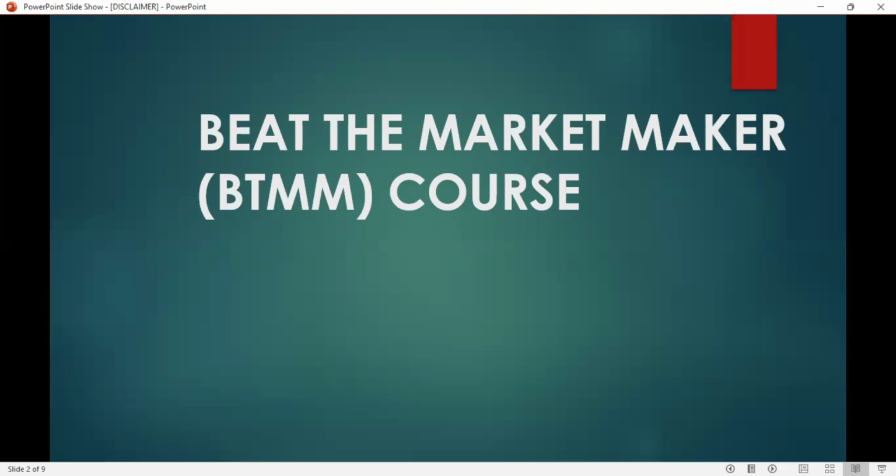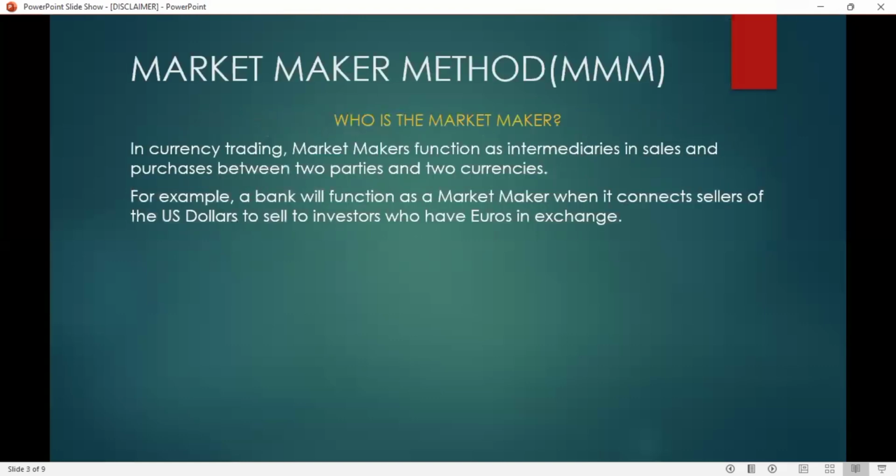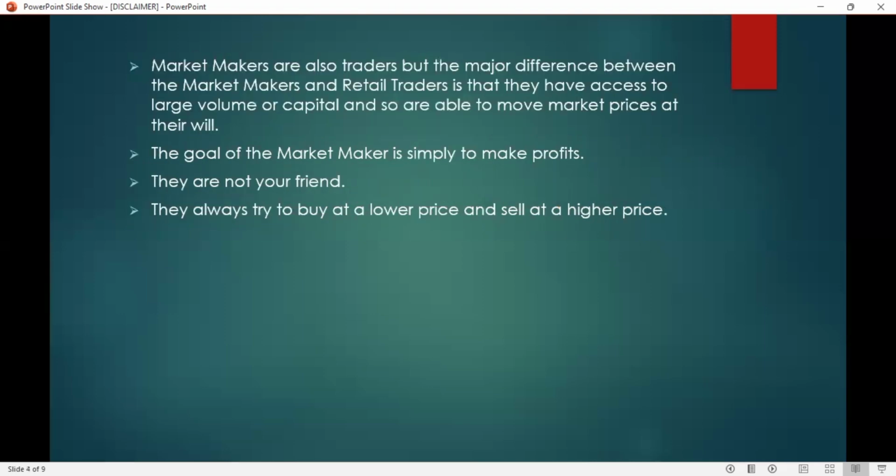Beat the Market Maker. Now, who is the market maker? In currency trading, basically, market makers function as intermediaries in sales and purchases, okay, between two parties and two currencies. Now, for example, a bank will always function as a market maker when it connects sellers of United States dollars to investors who have euros in exchange, okay? So that's who a market maker is.